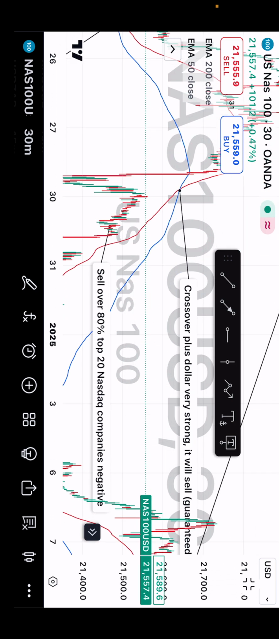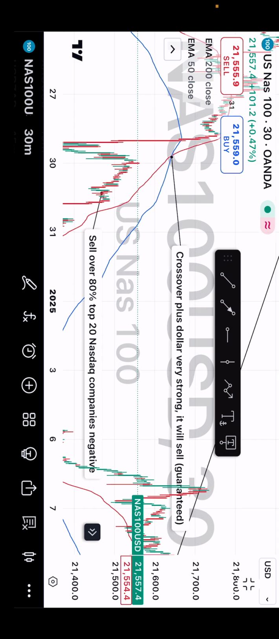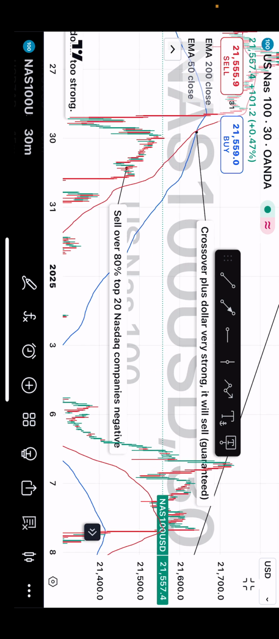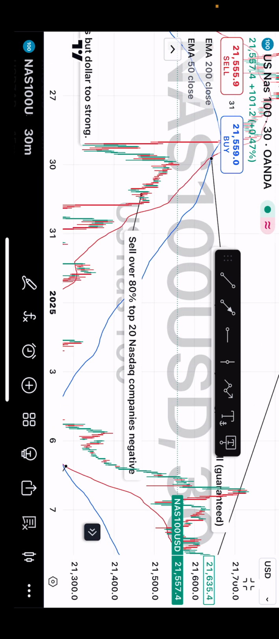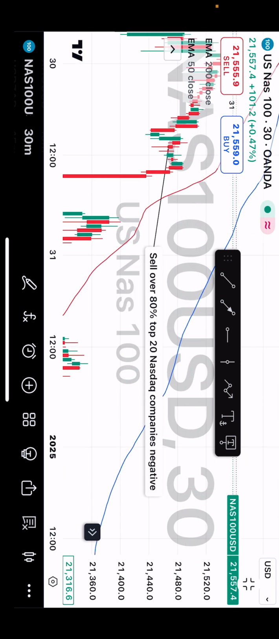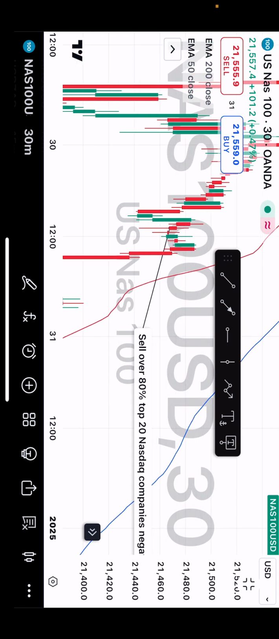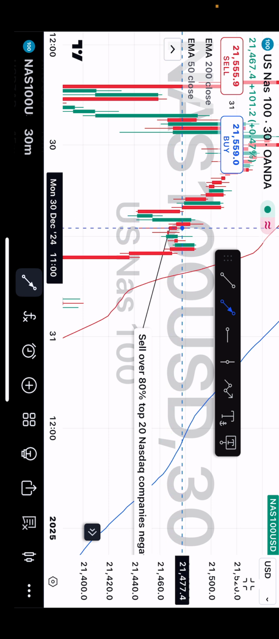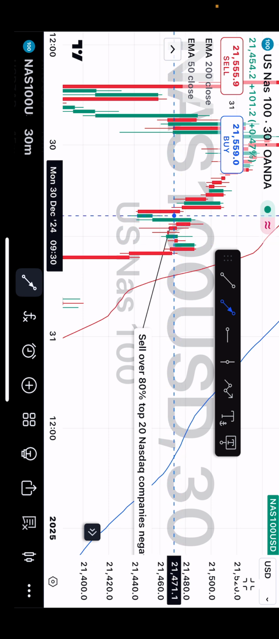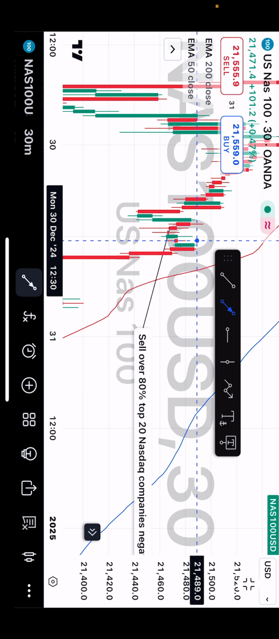We got a crossover to the downside, plus the dollar was very strong. So this sell was guaranteed. I knew that the sell was coming. We waited in the AMs till we got the sell at 11 in the morning. We waited for our first candlestick and our second candlestick. We entered here. This went to a drawdown of minus 37 Rand on Vault Markets.